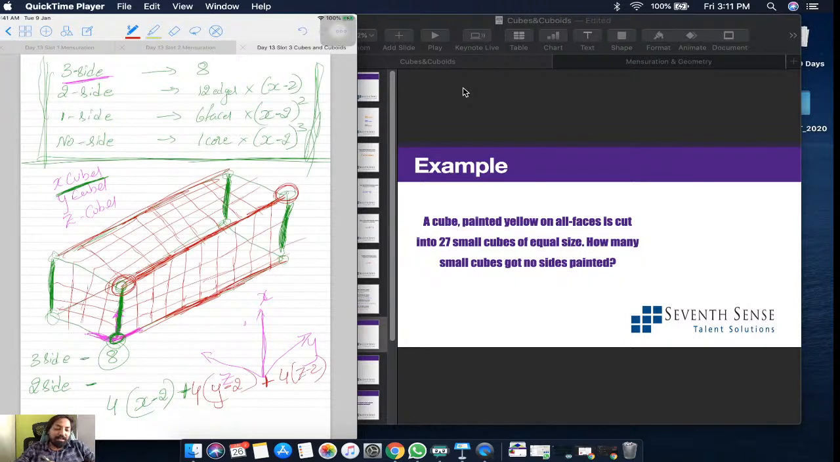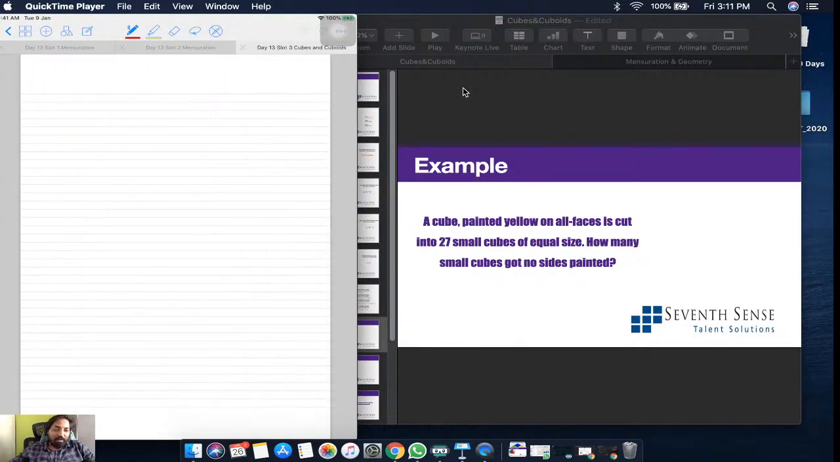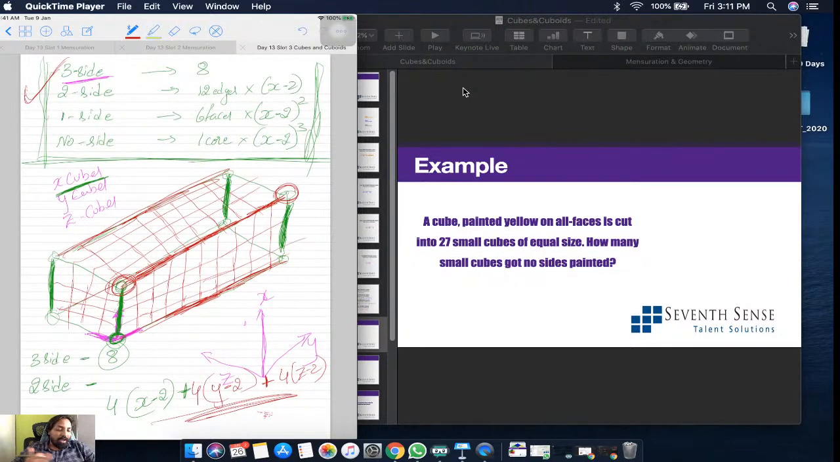I was explaining the logic so that you will be able to understand these equations. I don't see many of you understood the equation. Try for one side painted cubes. Tell me how many cubes are one side painted.